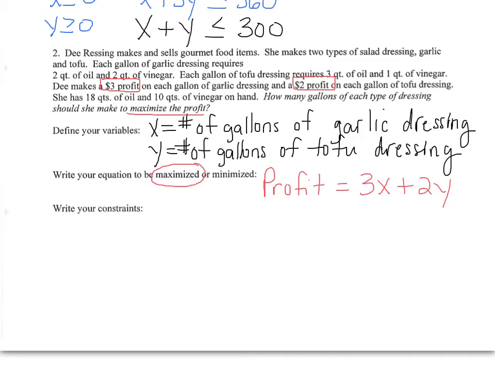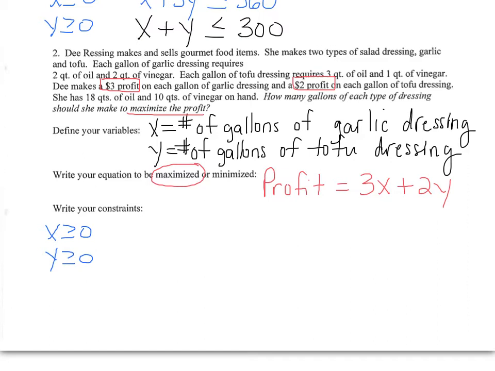Now, the next thing I need to set up are my constraints. There's going to be 4 of them in this case, and 2 of them are very easy. I can't make any negative gallons of dressing. So x is going to be greater than or equal to 0, and y is going to be greater than or equal to 0. Just like it was in the last one. Now, let's look at other things that are going to limit what I can do.